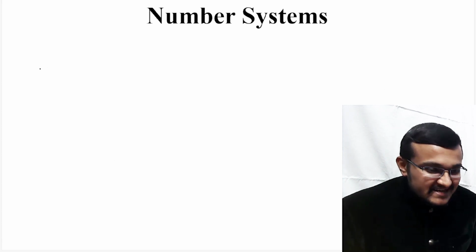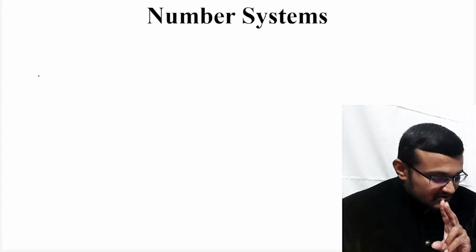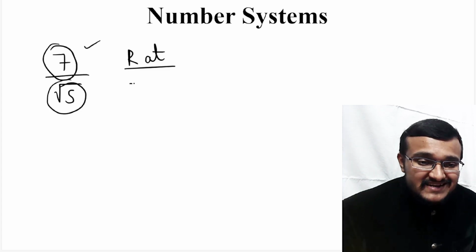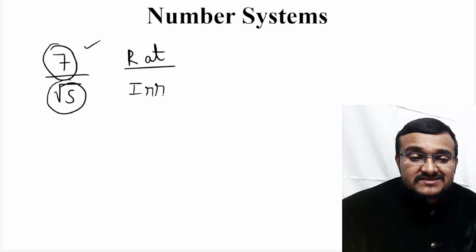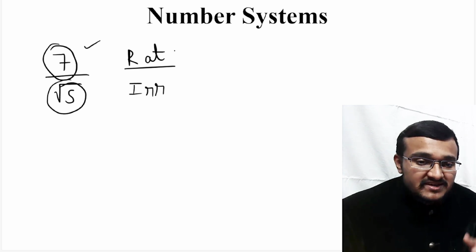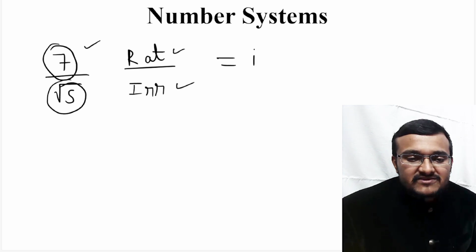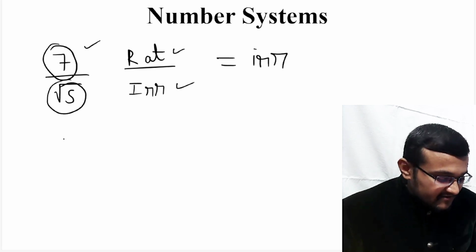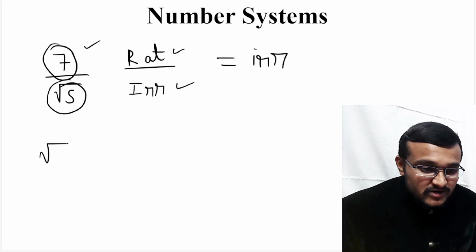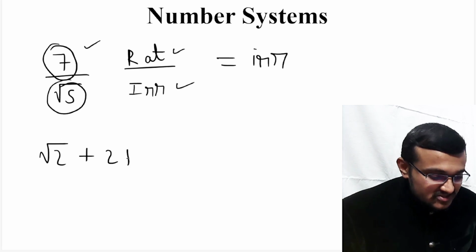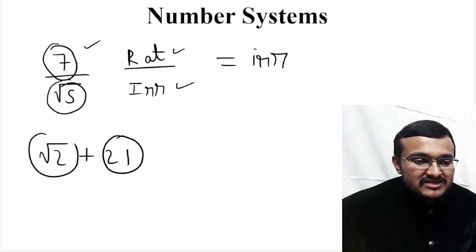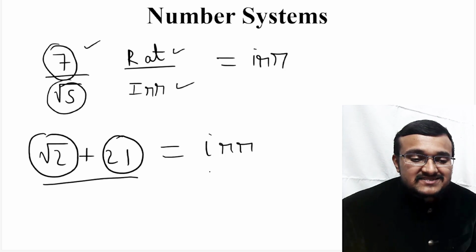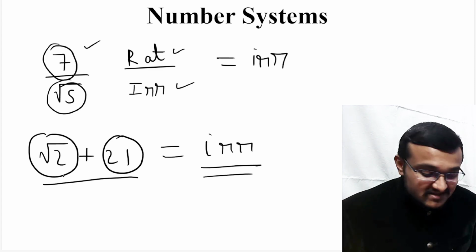Now coming to the second question in the same example 11, here 7 is a rational number and root 5 is an irrational number. So that means here a rational number divided by an irrational number will give you an irrational number only. Now there is one more question, that is root 2 plus 21. Here also you can see a rational number plus an irrational number is there. So the sum of a rational number and an irrational number will give you an irrational number.